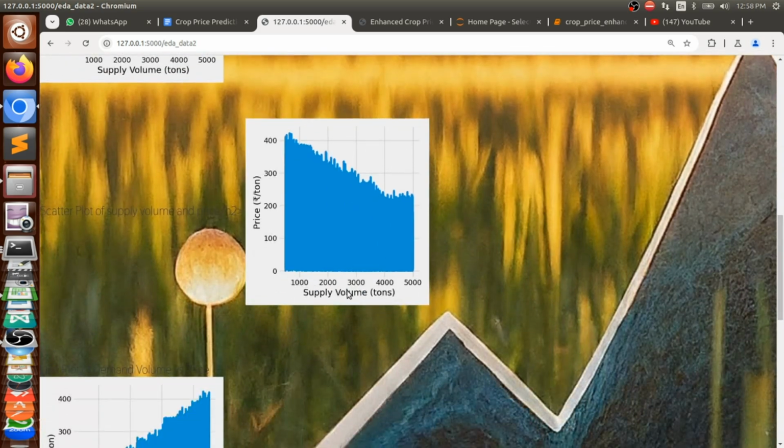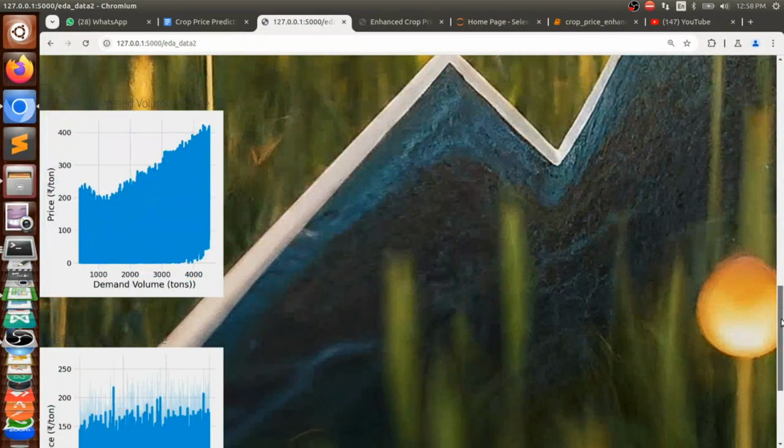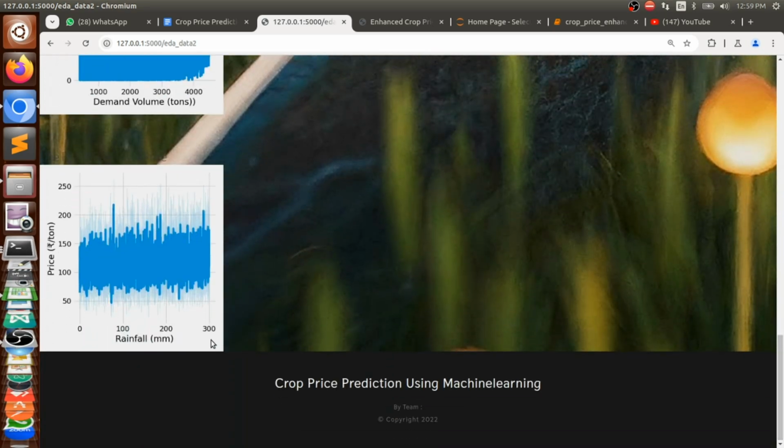Then comes the demand volume and supply volume; we are plotting two graphs. Here, demand volume and the price: when the demand increases, there is always an increase in the price, and that is shown here. With rainfall, as the price increases, there is a little variation, so it is not a direct impact. That impact we can't see clearly here, because there is not much direct impact on the price due to rainfall or temperature. So mainly here we are trying to show it in the form of rainfall.